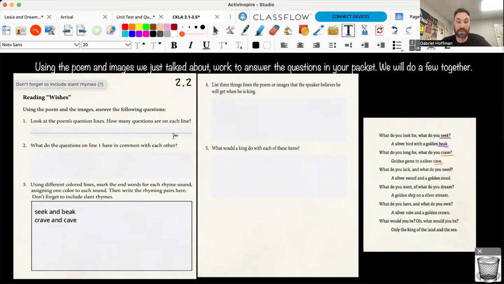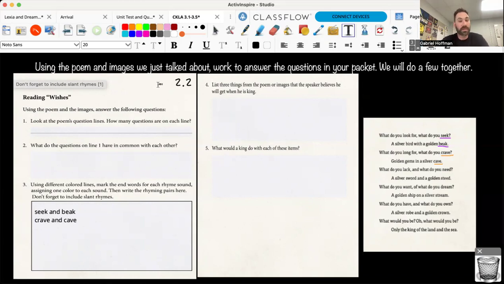Number four says, list three things from the poem or images that the speaker believes he will get when he is king. You'll have to go through and use those lines to infer that and use those clues. And number five says, what would a king do with each of these items? So the three you wrote down here, what would a king do with those items? It's up to you to answer those questions. You've got to use the poem to help you answer those questions.